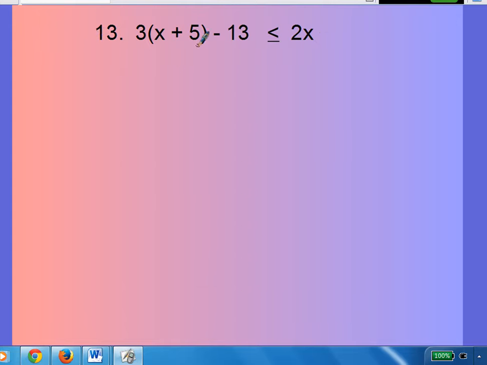The next question we have, guys, is an inequality. Now remember that solving an inequality is exactly the same as solving an equation.